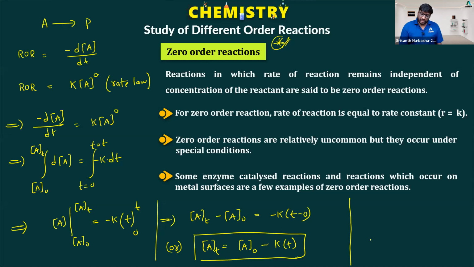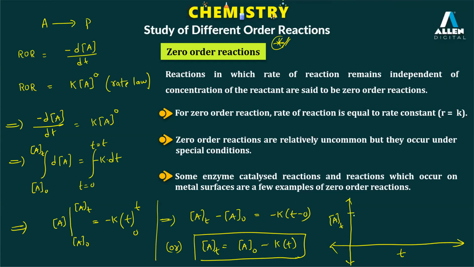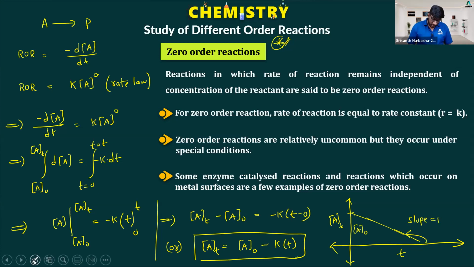If you try to plot a graph of concentration of A, you are taking concentration of A at any time on the y-axis and time on the x-axis. What is the y-intercept? Straight line. Y-intercept is A naught, concentration of A at time t equal to 0, and the slope is negative. Slope is equal to minus k, which is equal to tan theta. Therefore, theta belongs to quadrant 2.